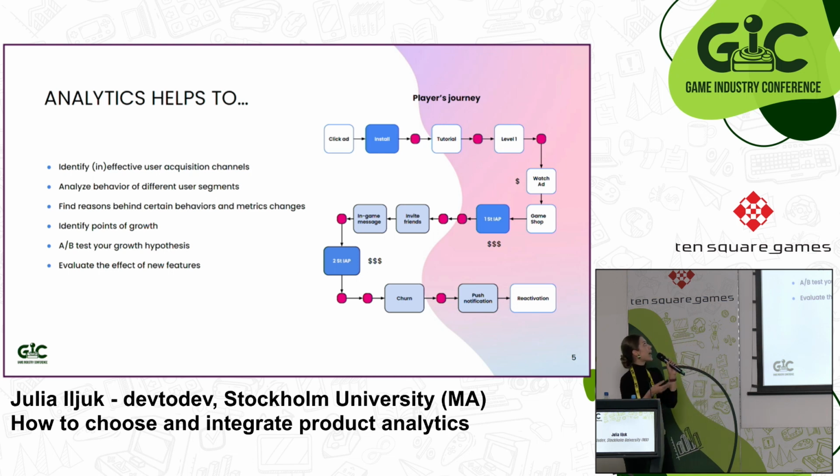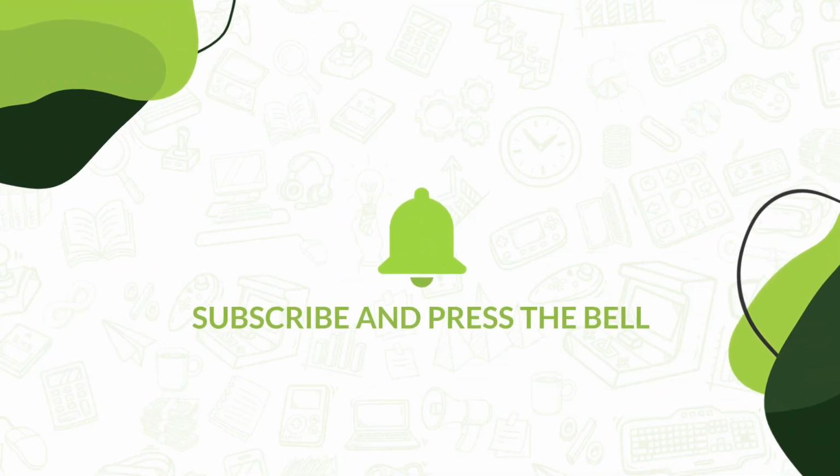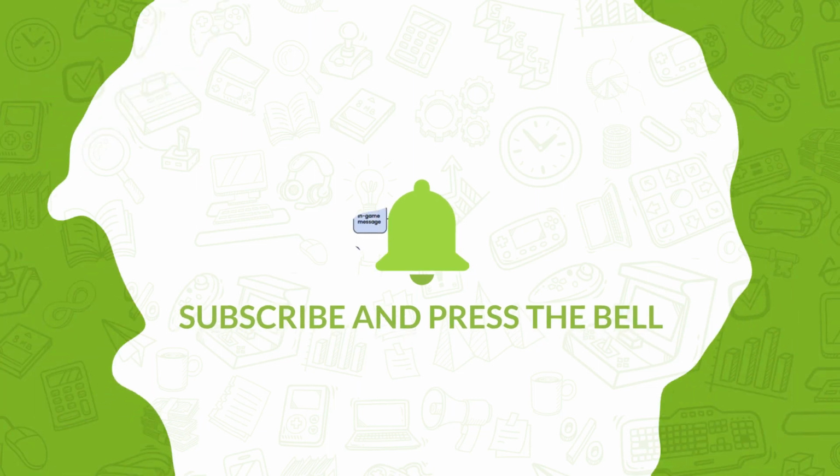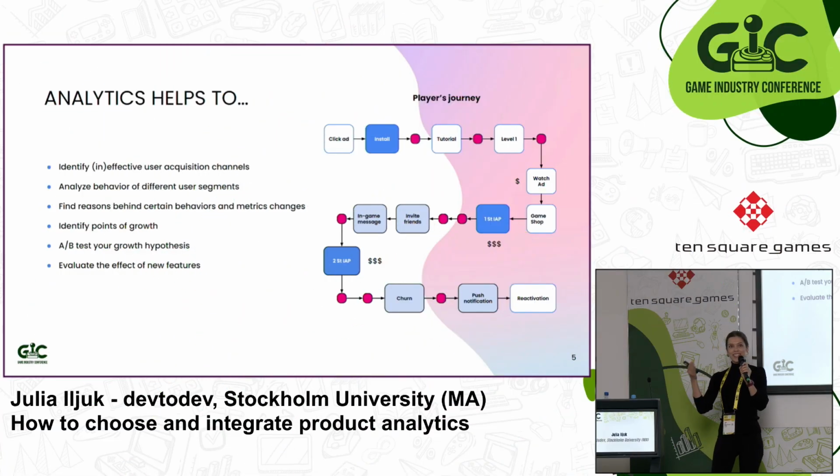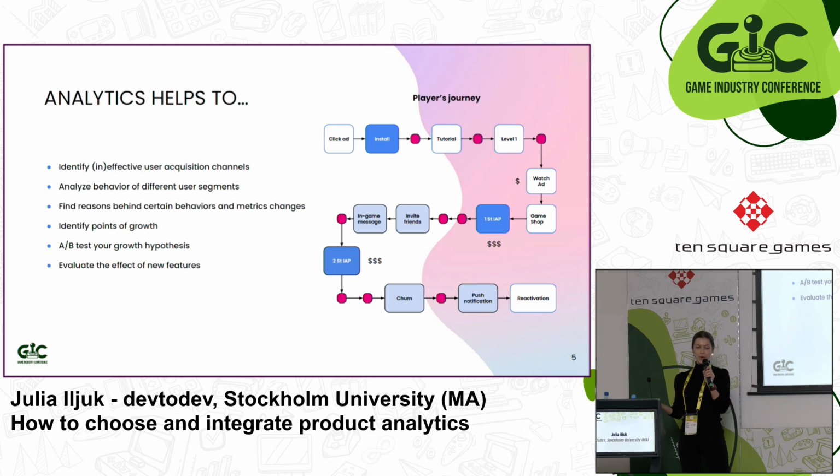For example, you can identify effective and ineffective user acquisition channels. You can define patterns of behavior of different segments of users and use this information to personalize their experience. You can identify points of growth in your game. Sometimes these are really, really small places in your game, which are super easy to change and get some results. You would also be able to A/B test your growth hypothesis and check the statistics once the feature is released for the full audience.